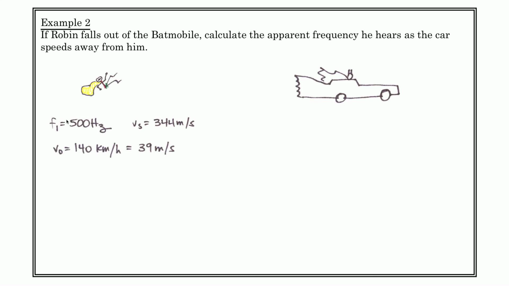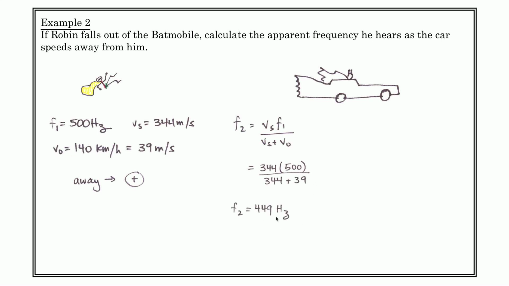Here are our givens, and this is exactly the same as from the last problem with one slight change. The source is moving away from the listener, so we would indicate here that we use a positive in the denominator, and we write our equation with a positive down here, and we sub in our numbers, and we arrive at 449 hertz, which is in fact lower, just as we expected. Robin hears a lower frequency because the Batmobile is moving away.